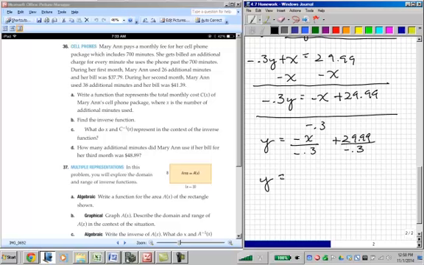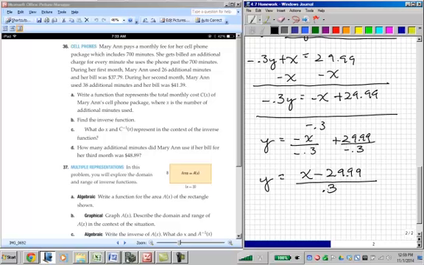so 1 over 0.3. I suppose we could, let's just write this. What's the simplest way to write this? Let's just write it as everything. We could do this: x minus 29.99 over 0.3.